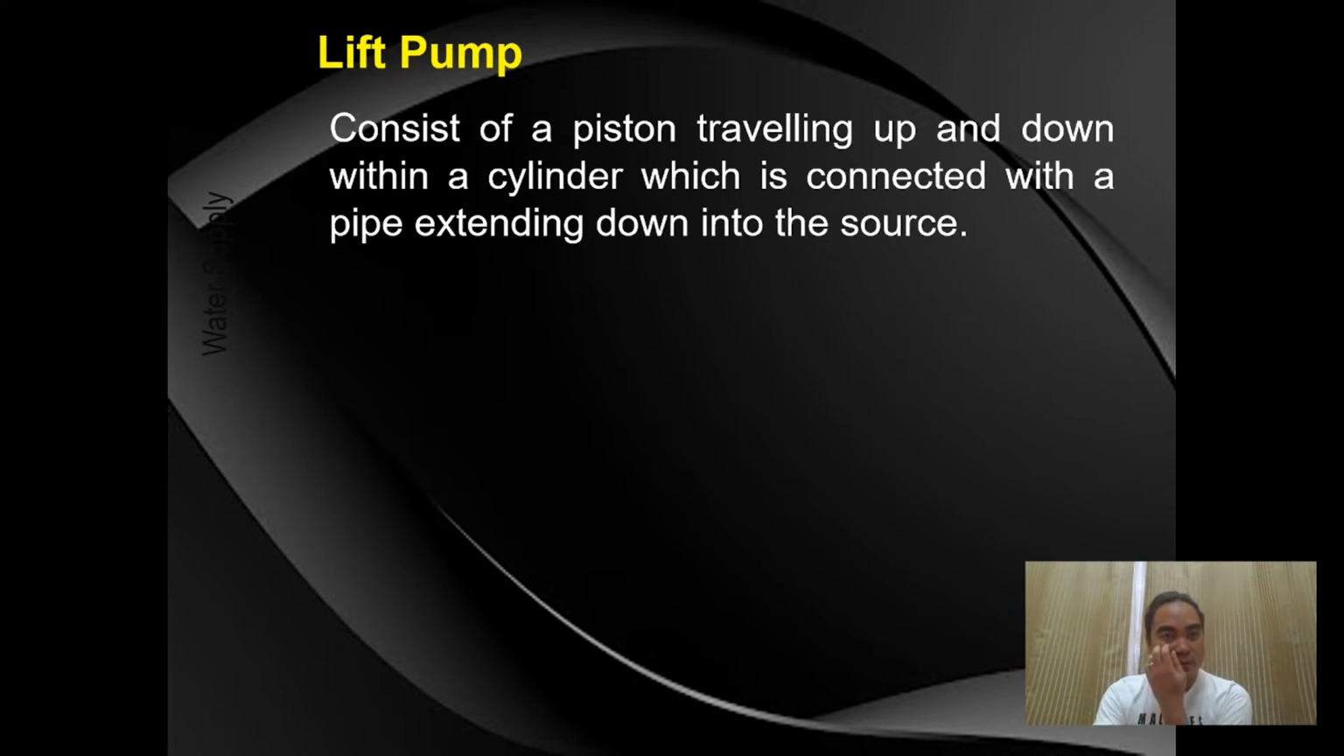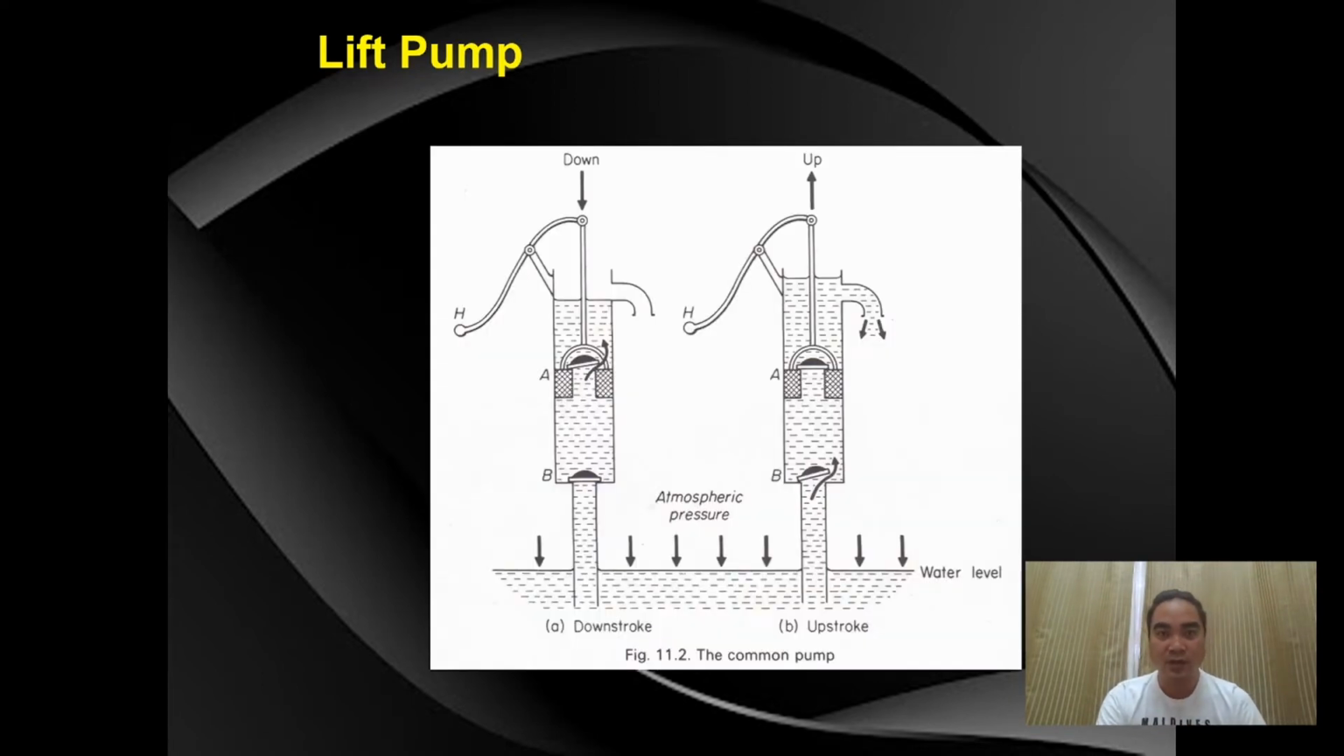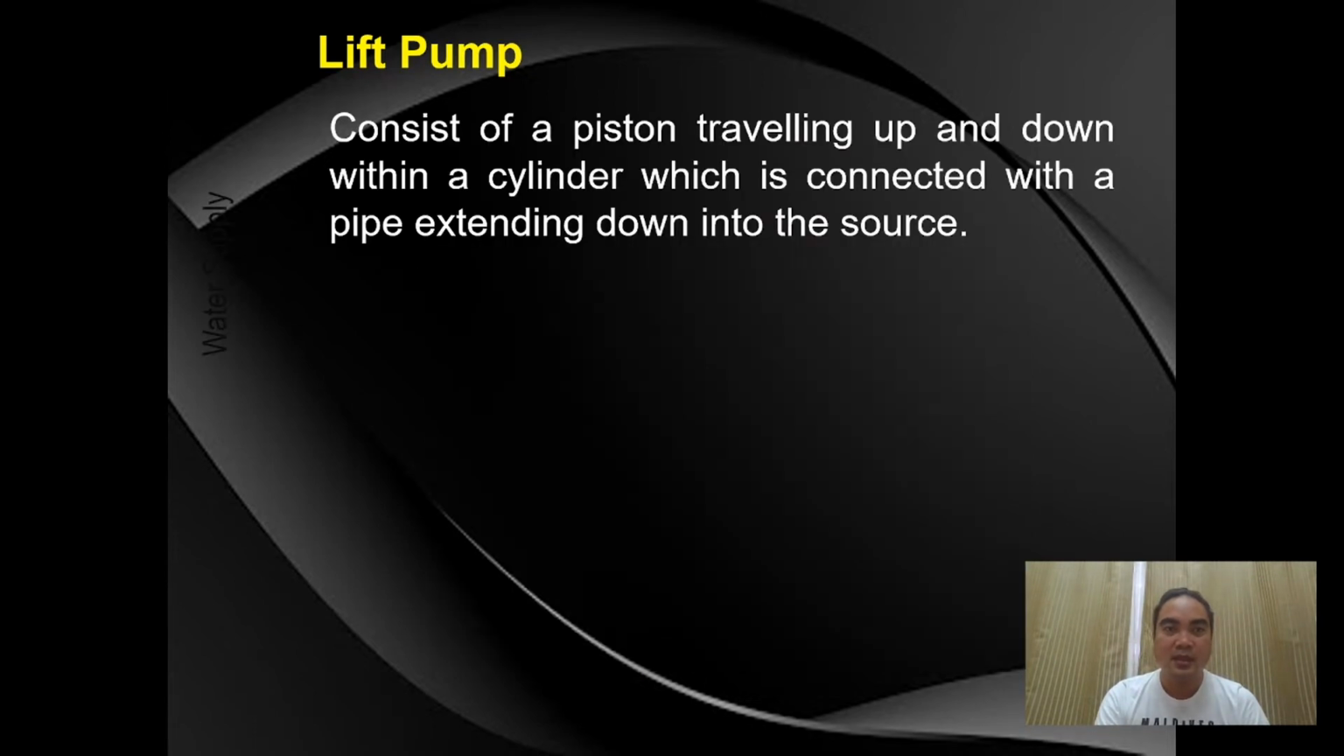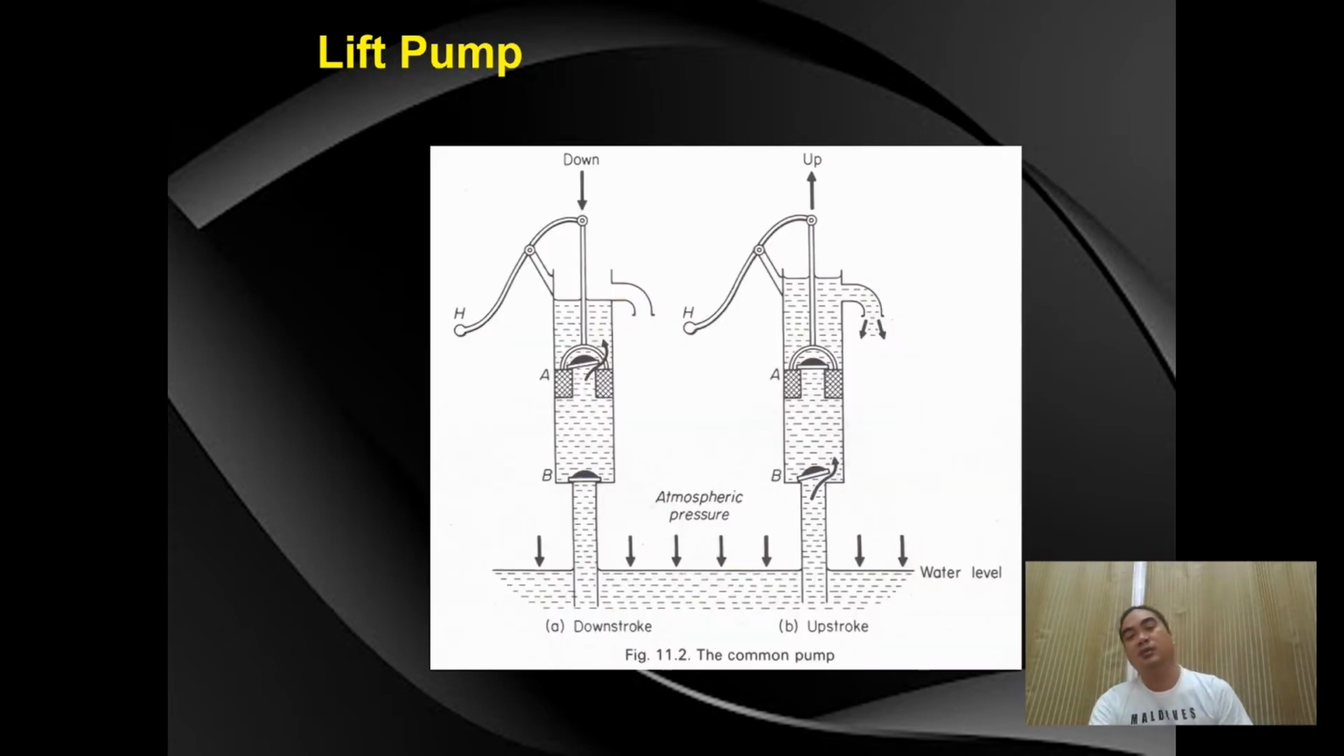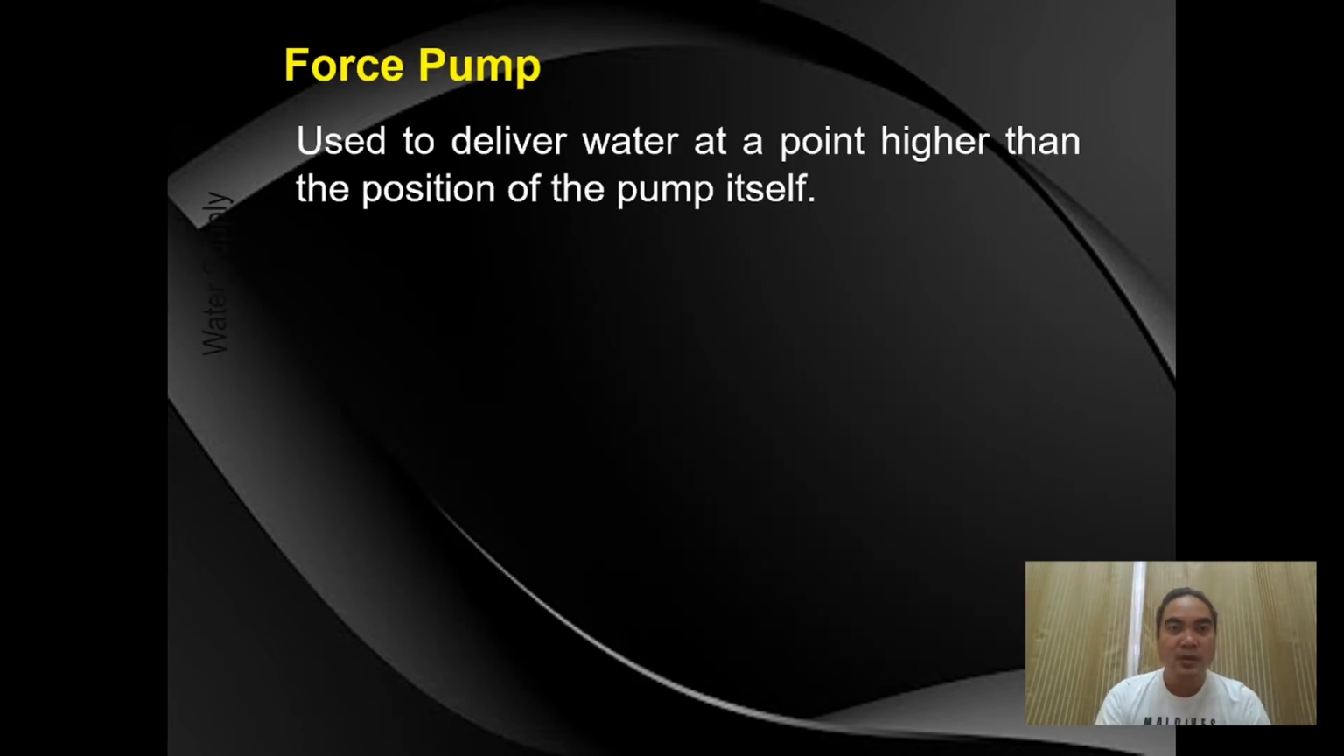A lift pump consists of a piston traveling up and down within a cylinder which is connected with a pipe extending down into the source. This is our lift pump, normally used in deep wells. Force pump is used to deliver water at a point higher than the position of the pump itself.